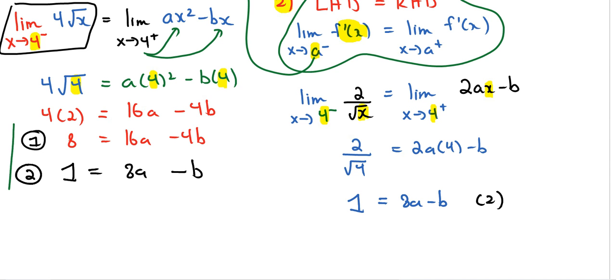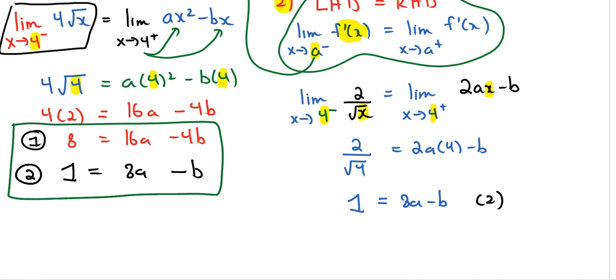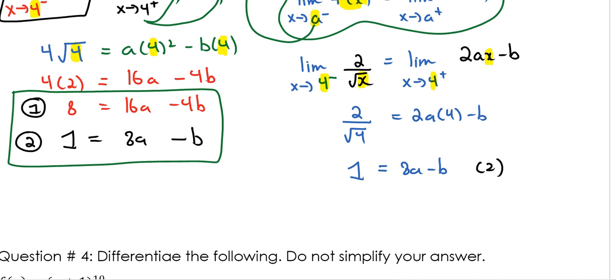Okay, so the final step for this problem is you just need to solve this system of equations right here. And there are several ways you can do a question like this. You can take equation number 2 and you can multiply that by 2. So if I do that, this would be 2, this would be 16a, and this would be negative 2b. And if you subtract these 2 equations, if you take 1 minus 2 now, 8 minus 2, that would give you 6. 16a minus 16a is 0. Negative 4b minus negative 2b would be, well, it's going to be negative 2b.